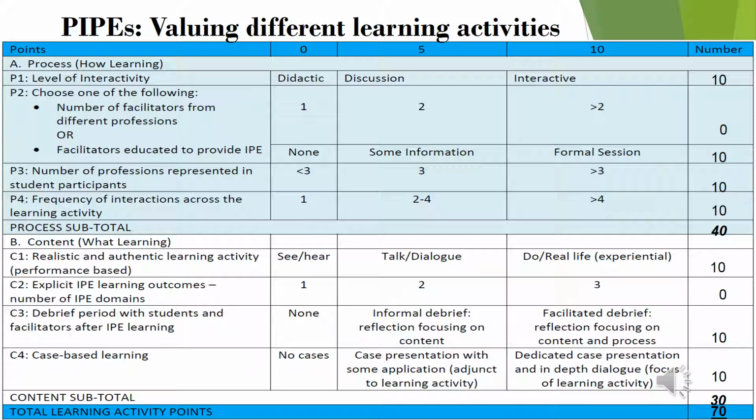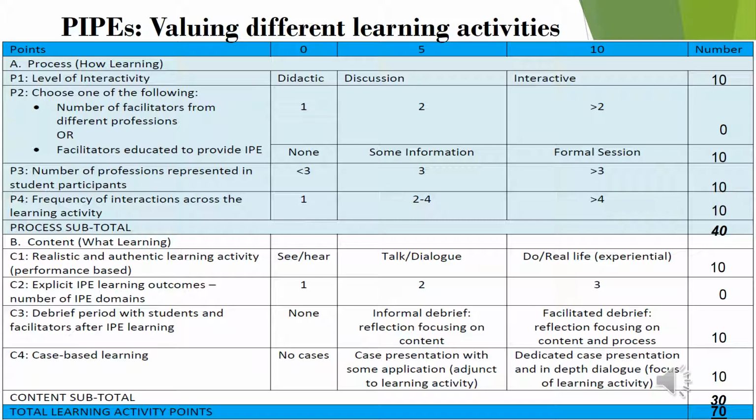Now if we look at content and what type of learning was being experienced, we'll go to C1. The type of learning: was it realistic and authentic? Was it see and hear? This would be more of a lecture type learning environment, or were the students actually talking? Were they dialoguing? So maybe they were doing case-based work. In this course, indeed, the students did do case-based work, but for the bulk of their activity, they did real-life experiences. Remember, they were teaching diabetes classes together. So the instructor of record for this class, using the point system, awarded this class 10 out of 10.